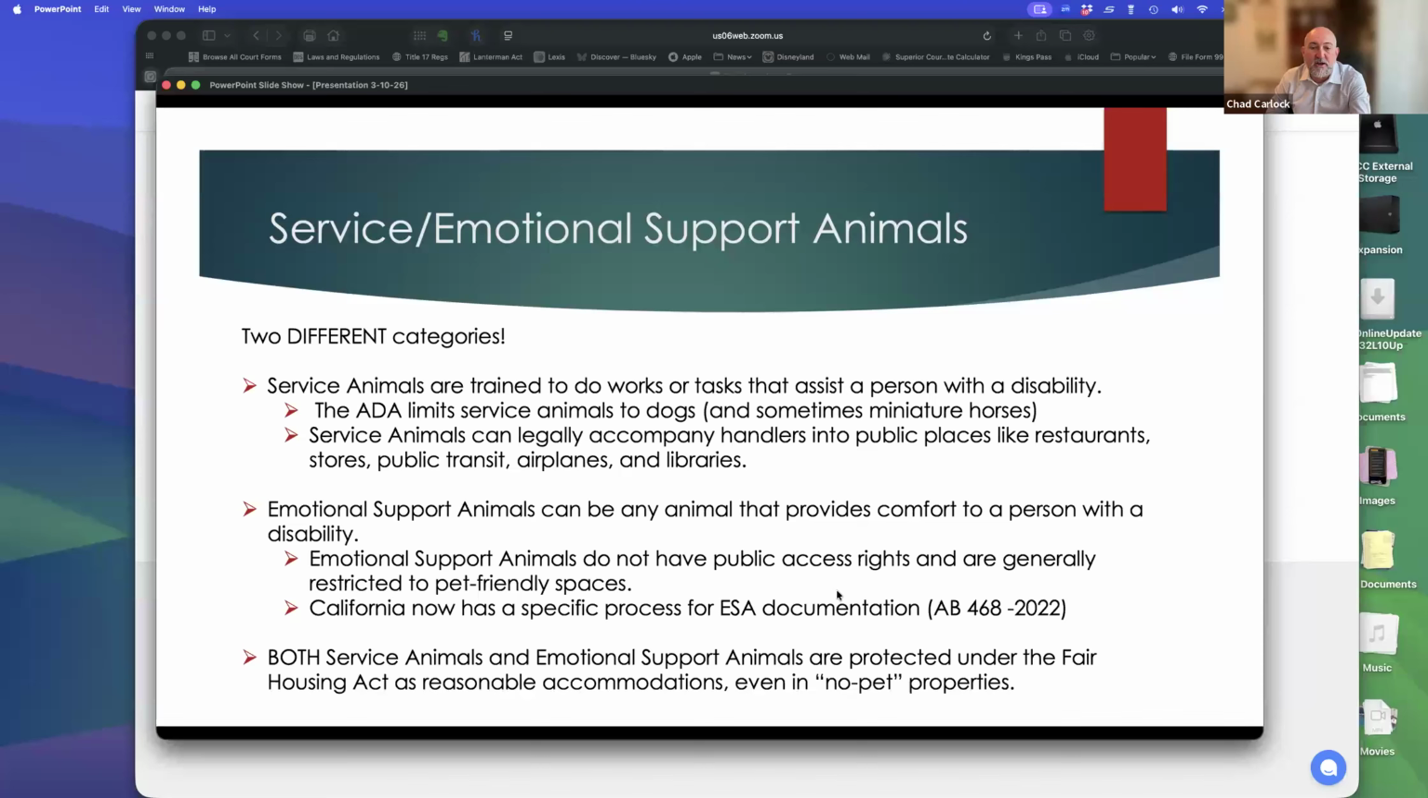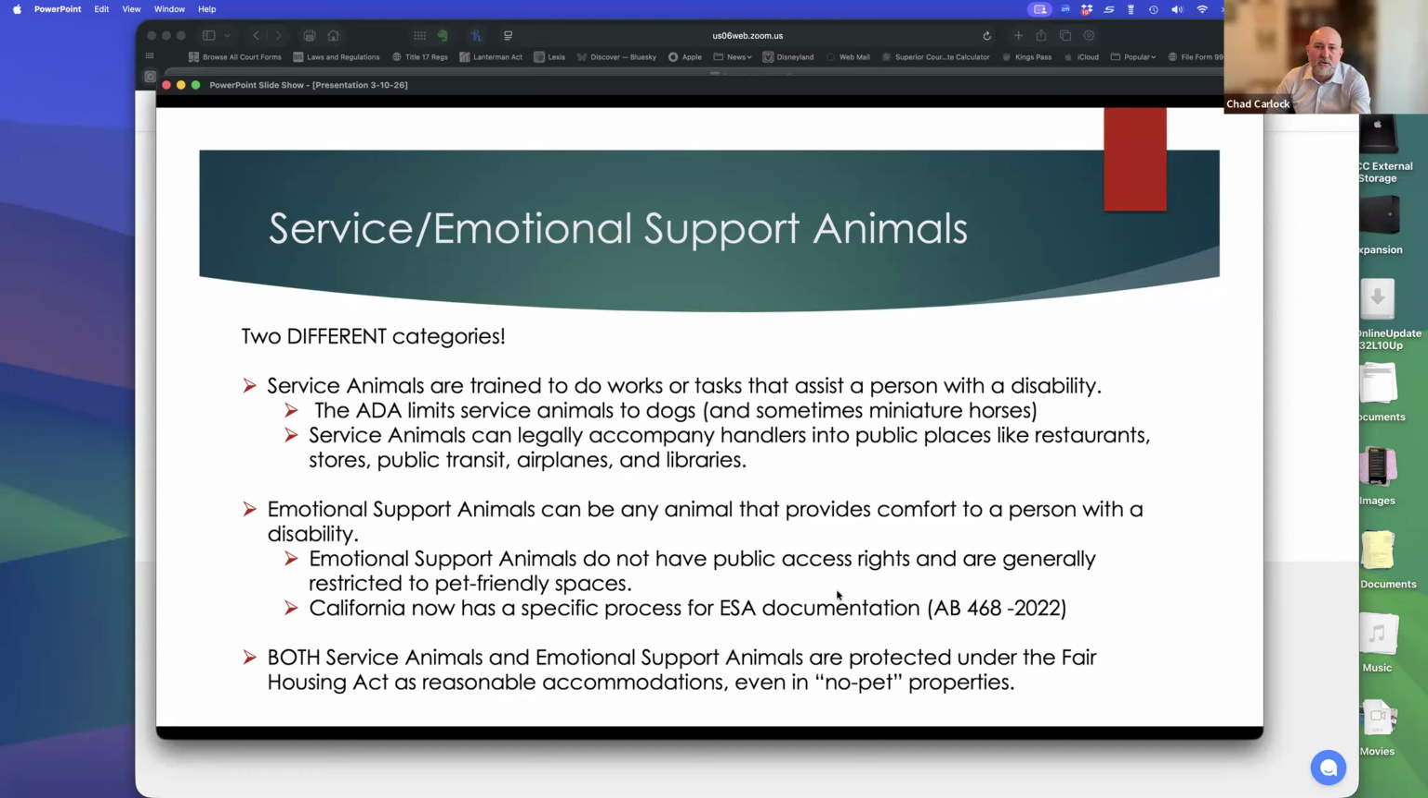California now has a specific process for ESA documentation. In order to document the need for an emotional support animal, there's a certain list of providers, either medical or psychiatric or therapy providers, who can provide the certification. They have to have an existing relationship with the individual and interact with them directly and discuss with them their disability and their need for the emotional support animal before they can provide that supporting letter of documentation.